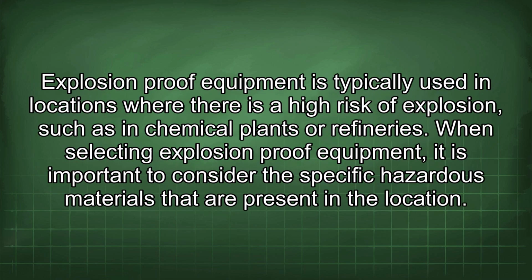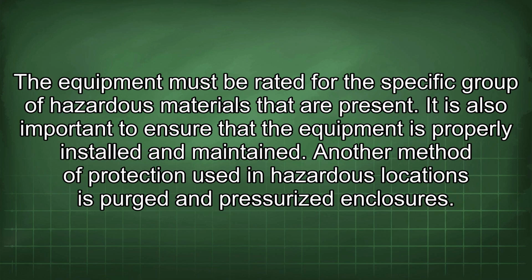Explosion-proof equipment is typically used in locations where there is a high risk of explosion, such as in chemical plants or refineries. When selecting explosion-proof equipment, it is important to consider the specific hazardous materials that are present in the location. The equipment must be rated for the specific group of hazardous materials that are present. It is also important to ensure that the equipment is properly installed and maintained.